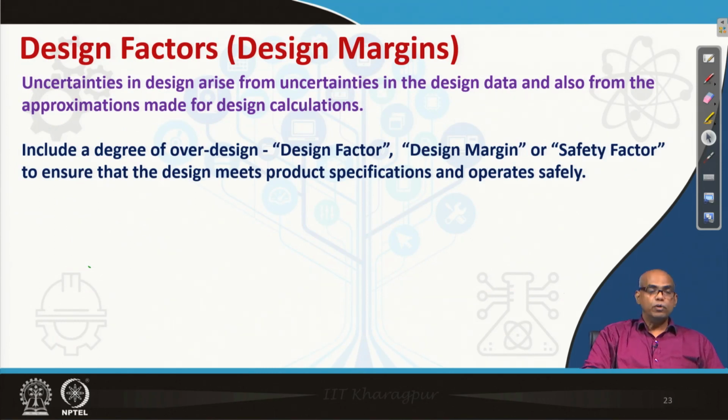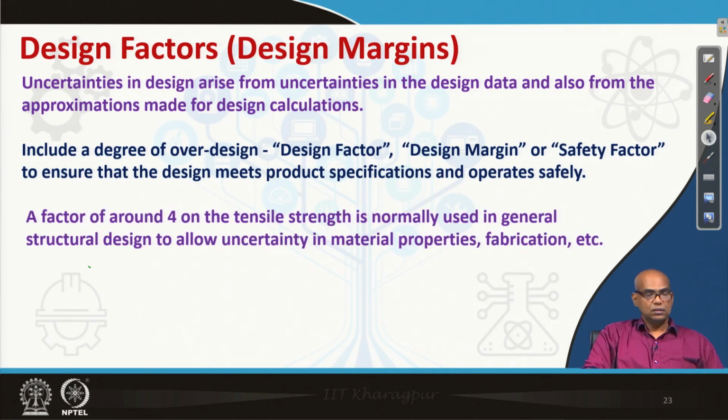Now, when you design a process, uncertainties in design arise from uncertainties in the design data that you use and also from the approximations that you make during design calculations. So, to account for this, we have to include a degree of over design, which we call design factor or design margin or safety factor. This is required so that the design meets product specifications and operates safely as initially conceived.